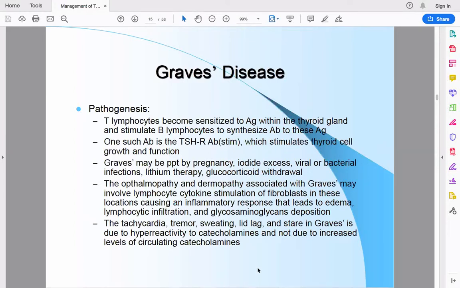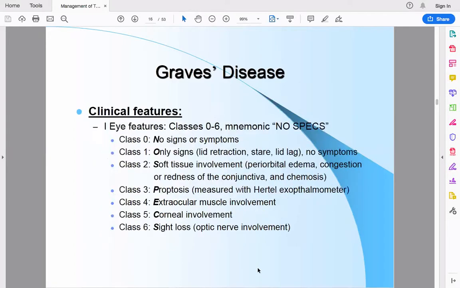What are the symptoms? Okay, it's tachycardia, tremor, shivering, sweating, lid lag in the eye, as well as increased circulation of catecholamines. Those are the eye features. You don't need to memorize them by heart, but understand it's not present or absent. There are classes of features. It can be having no symptoms whatsoever, and they can present with optic nerve involvement and sight loss, and everything in between, including just lid retraction, stare, lid lag.